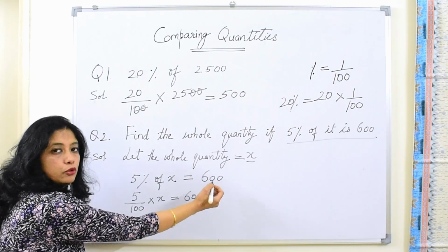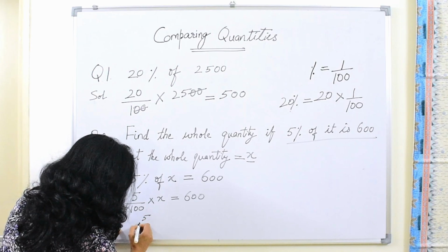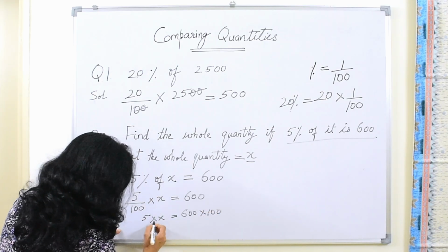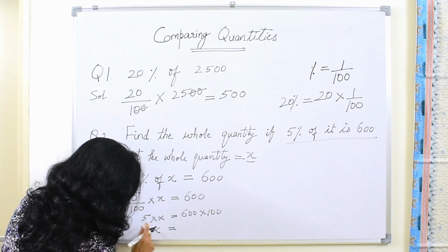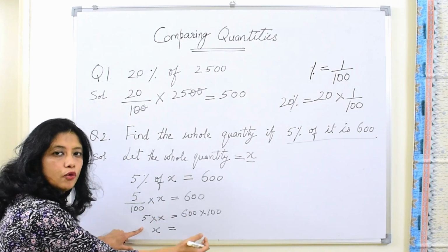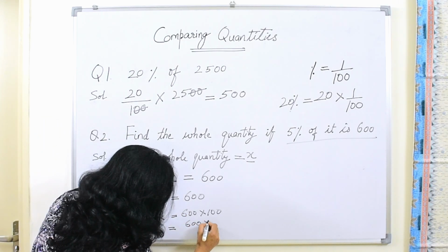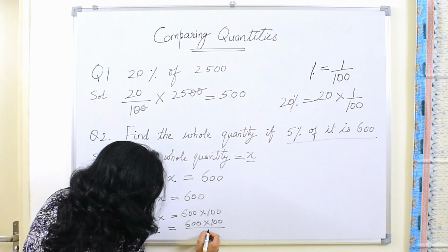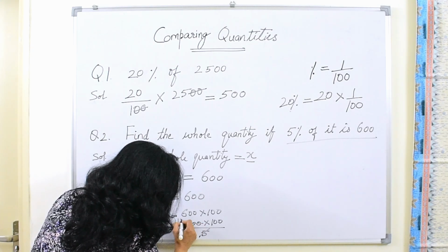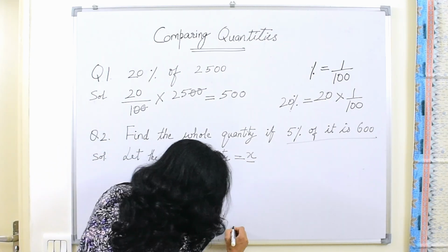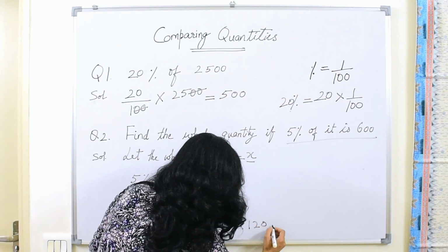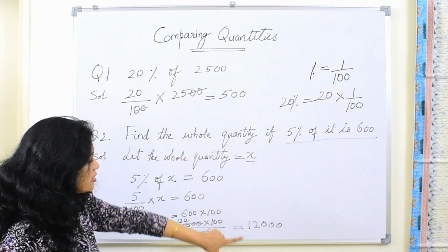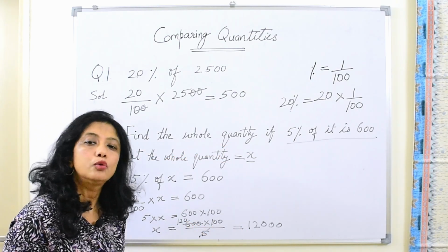Now take this 100 to this side. 5 multiplied by x is equal to 600 multiplied by 100. Now x, we keep this side, we take 5 here, it will go in division form. x equals 600 multiplied by 100 divided by 5. Now we will solve it further. When we cut 5 with this, we get 120. So 120 multiplied by 100 will become 12,000. So this is our answer. So the whole quantity is 12,000, which means x is equal to 12,000.